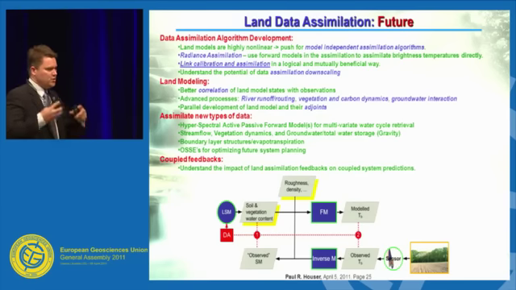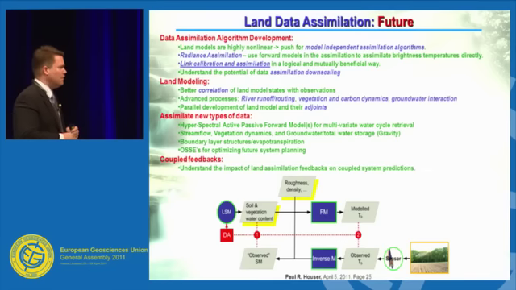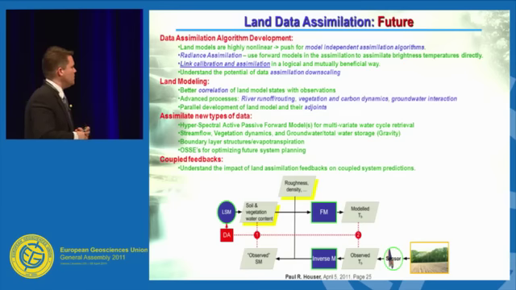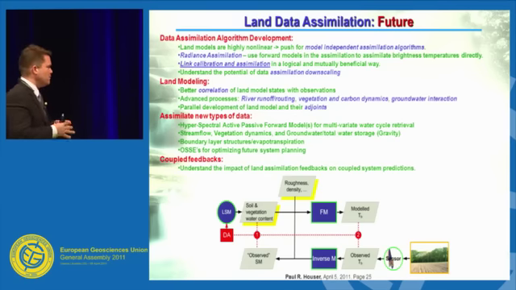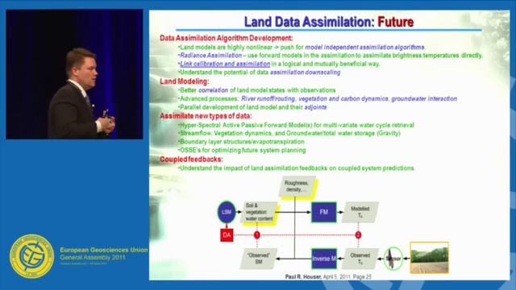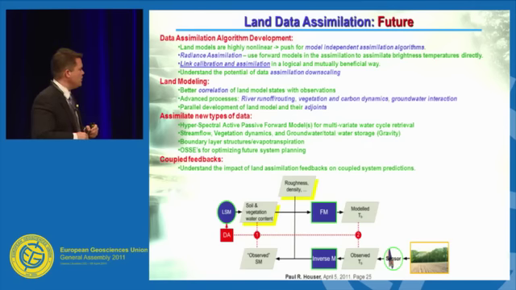Radiance assimilation, we can actually assimilate data directly from the satellite rather than using some retrieved measurement. We can also link calibration and assimilation. So hydrological models are famous for needing to be calibrated. So you use an optimal search routine to find where the best parameters are for a given situation. And that's closely linked to the bias of that model.